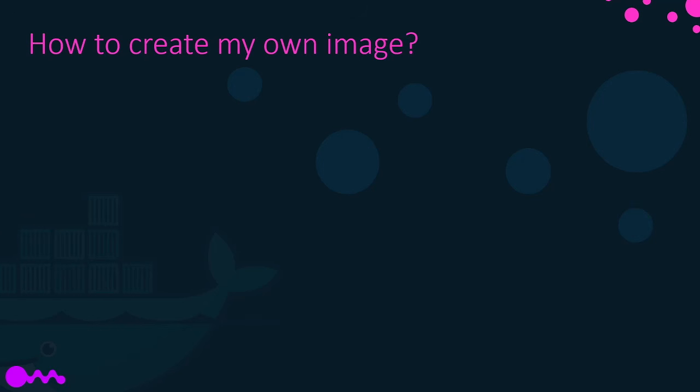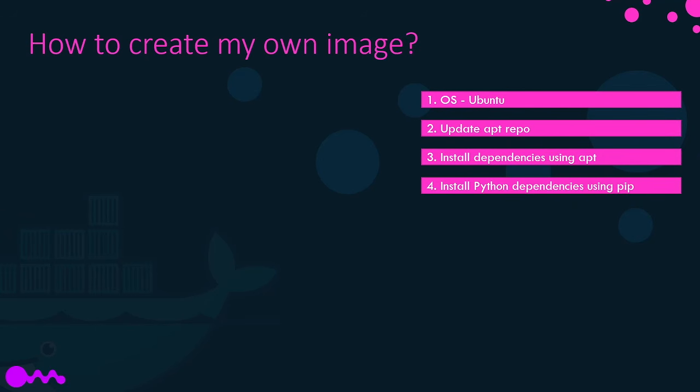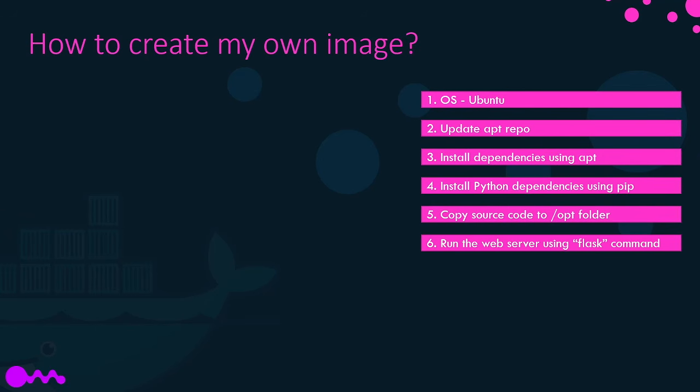I'm creating an image for a simple web application. If I were to set it up manually, I would start with an operating system like Ubuntu, then update the source repositories using the apt command, then install dependencies using the apt command, then install Python dependencies using the pip command, then copy over the source code of my application to a location like opt, and then finally run the web server using the flask command. Now that I have the instructions, create a Docker file using these.